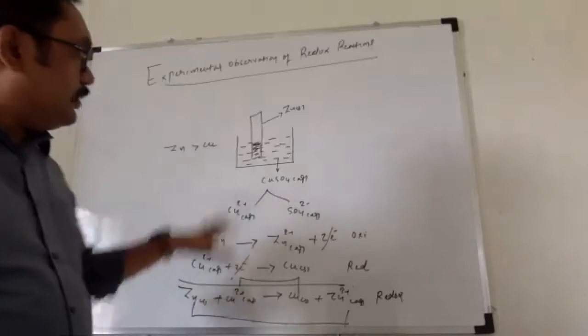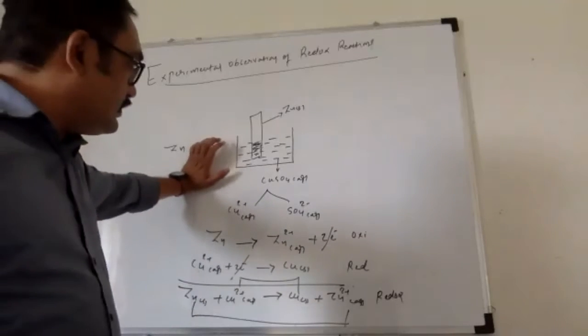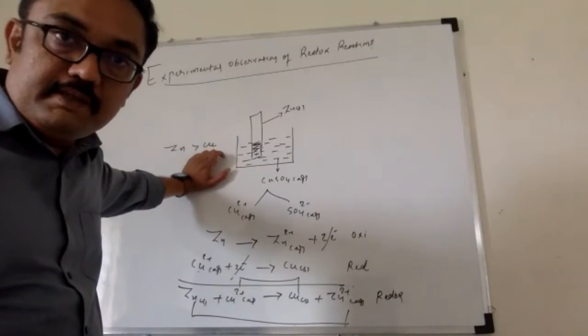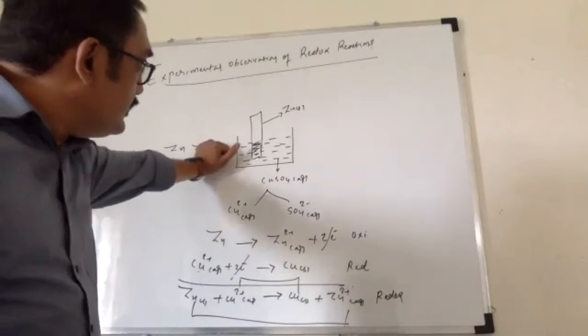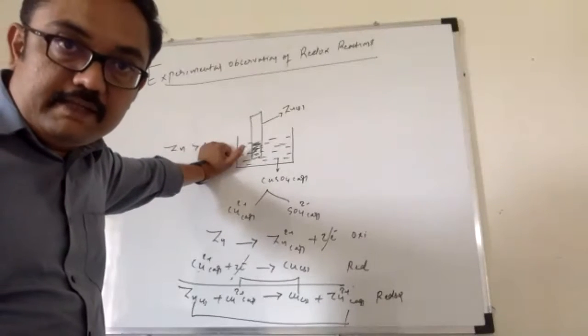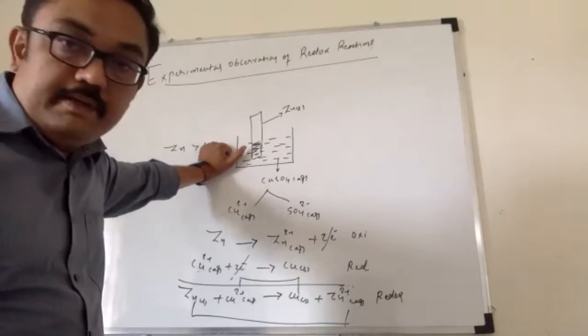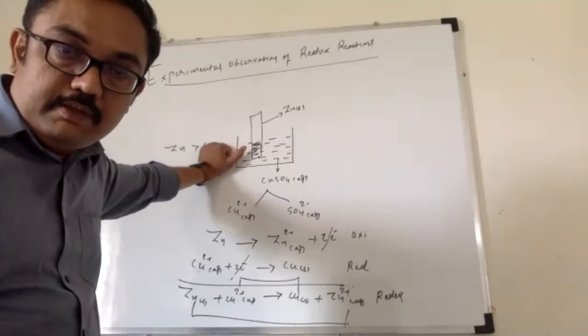And you can note down the observation. The observation is that the intensity of blue color decreases with time. And because of the deposition of copper on the Zn strip, the Zn strip will become reddish in color. That is the practical observation.